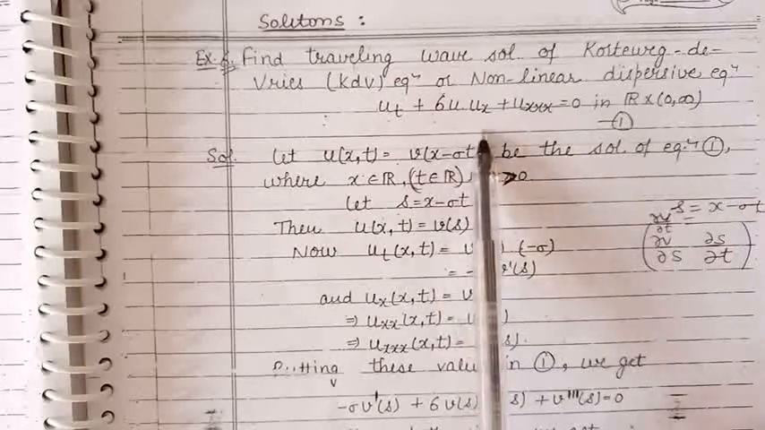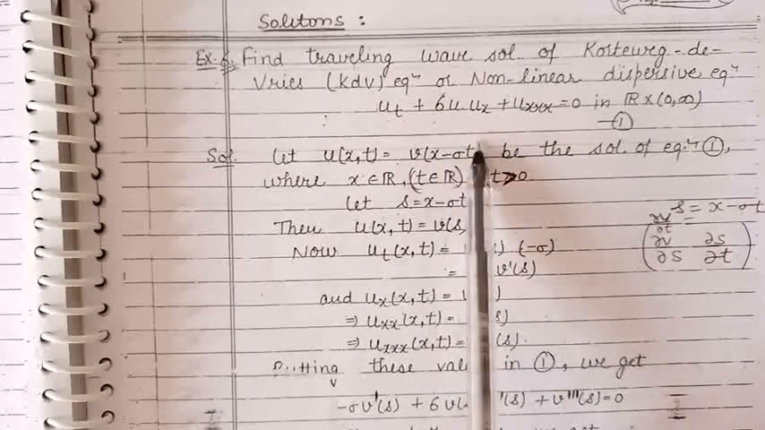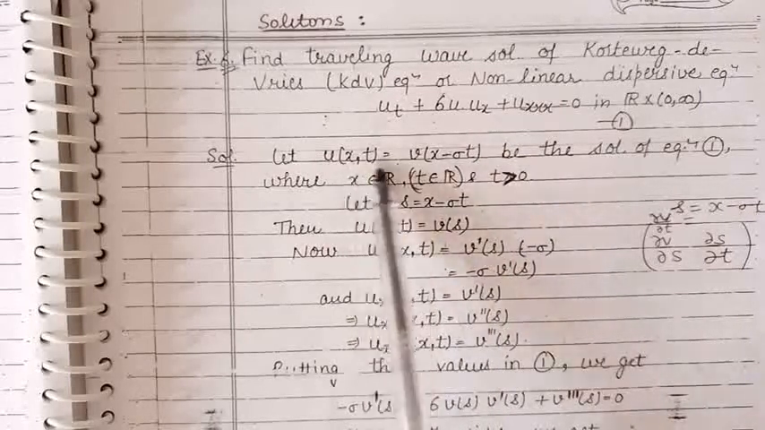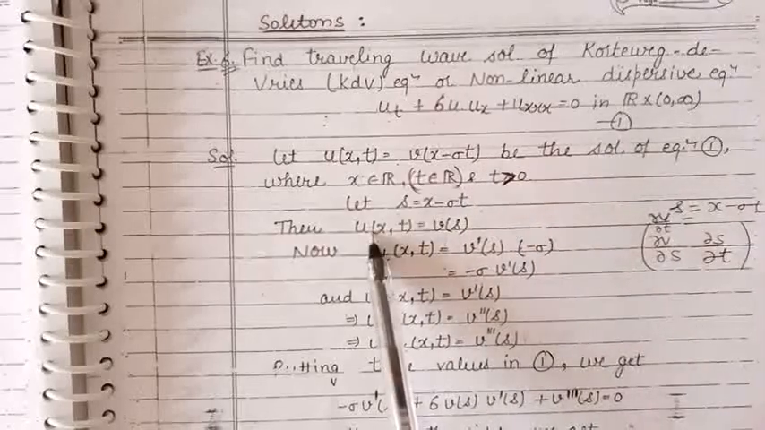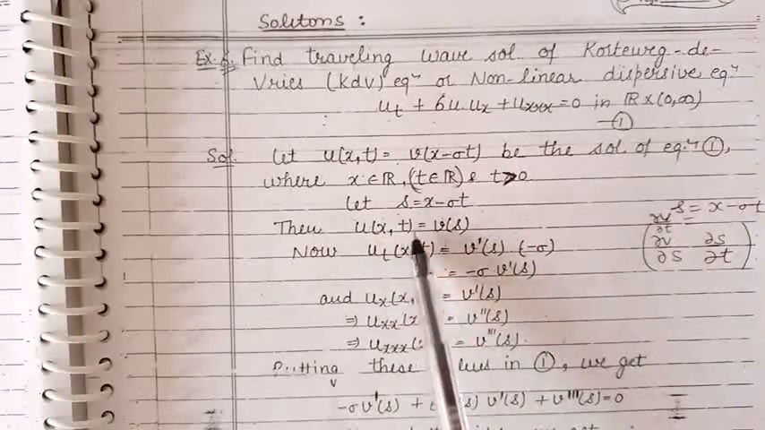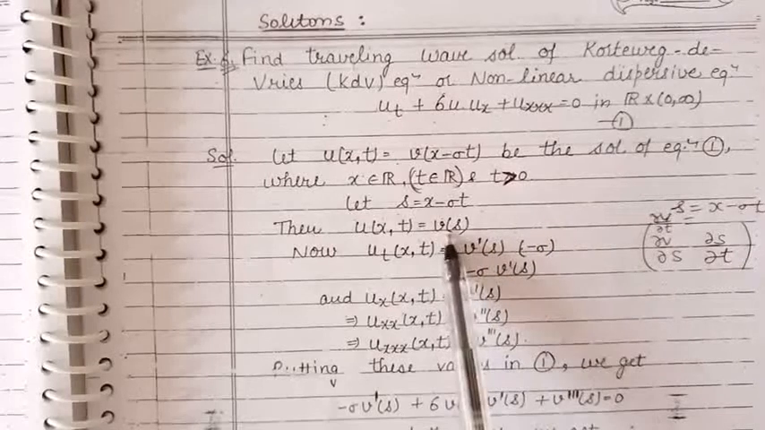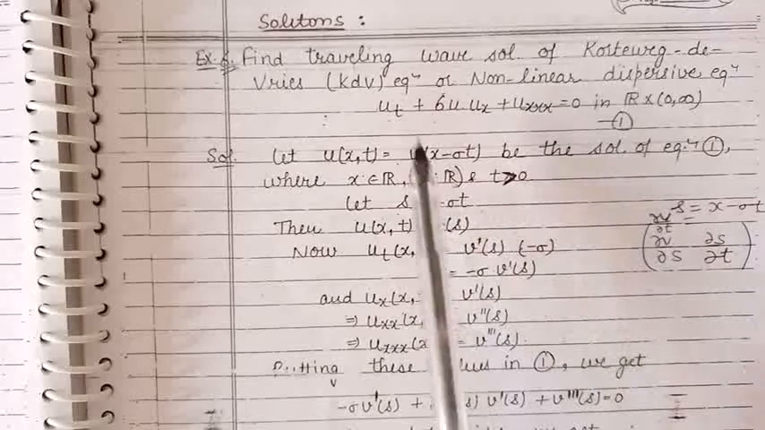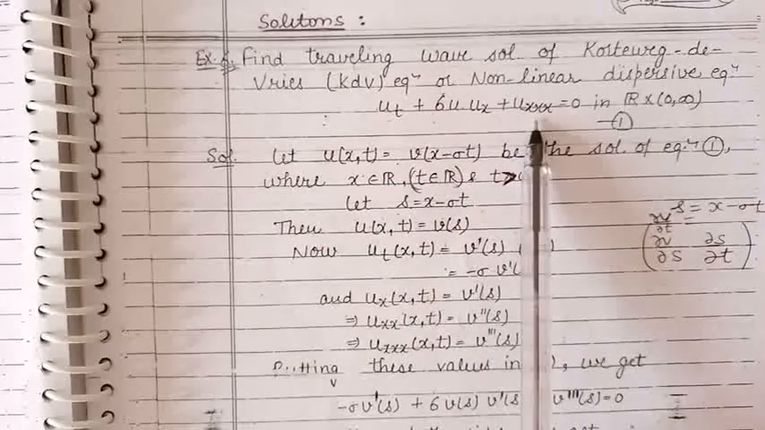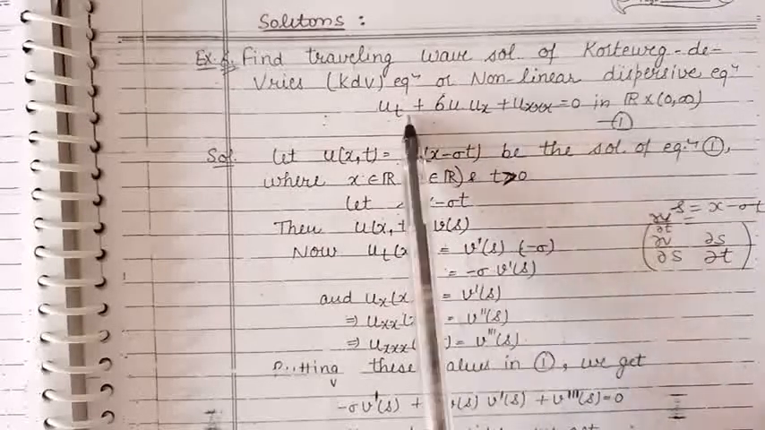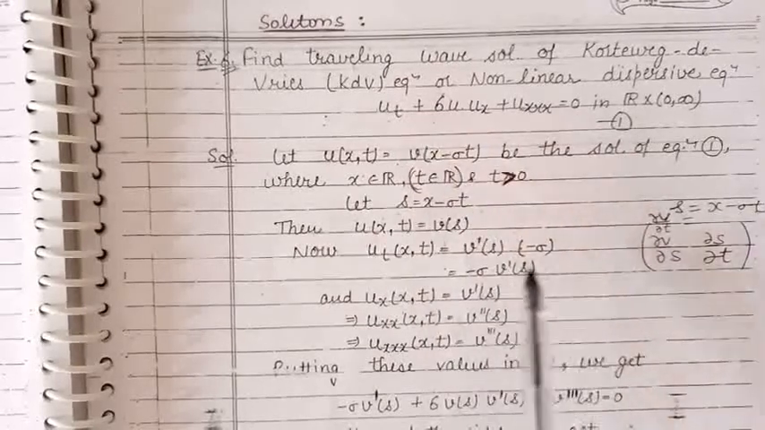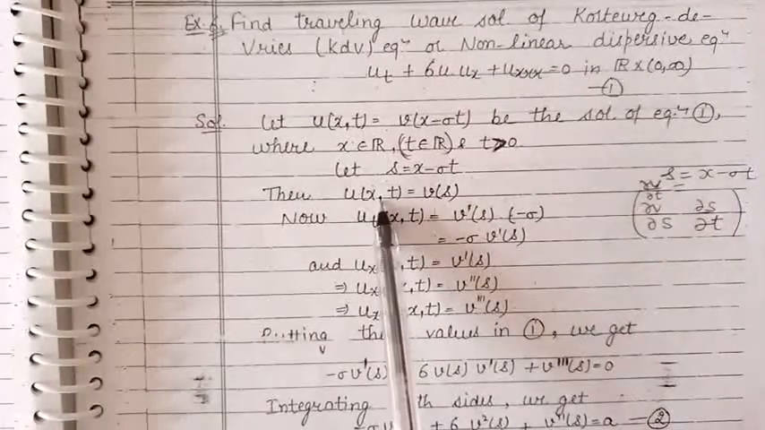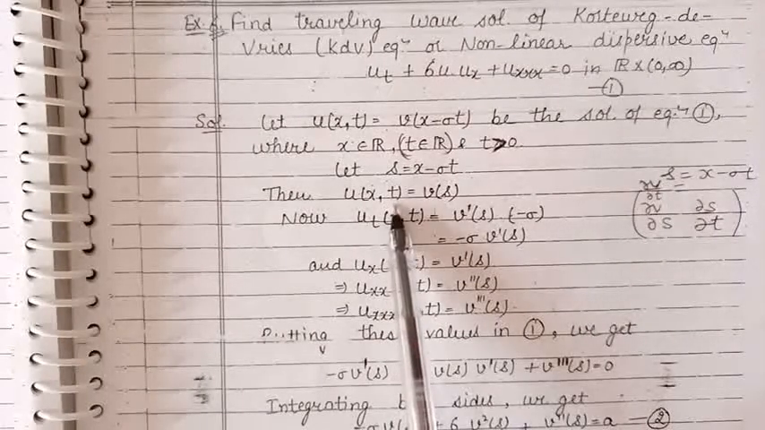Let us take a notation for x minus sigma t. We have denoted it by s. So we can write this equation as u, which is the function of x and t, is equal to v as a function of s. Now let us find all these partial derivatives that we require in this equation so that we can substitute their values here. So first of all, we differentiate it with respect to t partially.